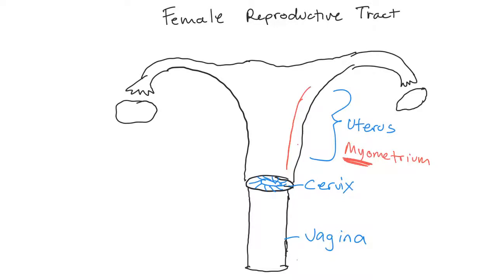And then you have a layer that has a very accessible blood supply. This is the endometrium. So this is where implantation occurs, and then the placenta forms. And there's a large network of blood vessels that develops. Okay.